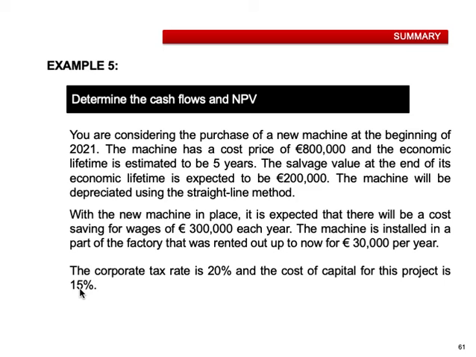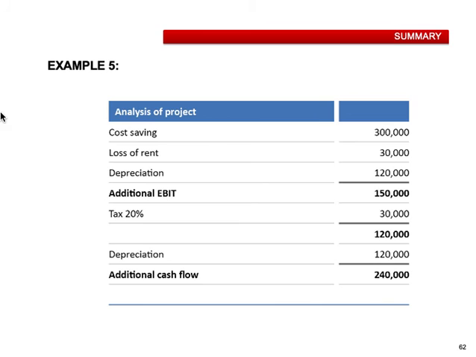And then question 2 is, compare the present value of all the cash flows from year 1 until 5 with the initial investment at T0. Let's look at the first question, and that is, what is the cash flow from year 1 until 5? We have cost savings of 300,000 euros per year. So this is the incremental cash flow coming in. We have a loss of rent, which we call opportunity cost of 30,000, which we need to deduct from the cost savings. And we have a depreciation expense of 120,000.